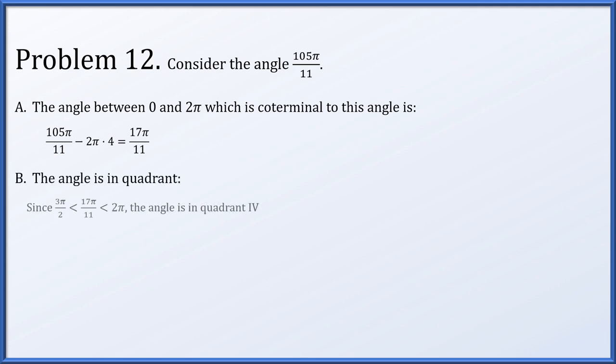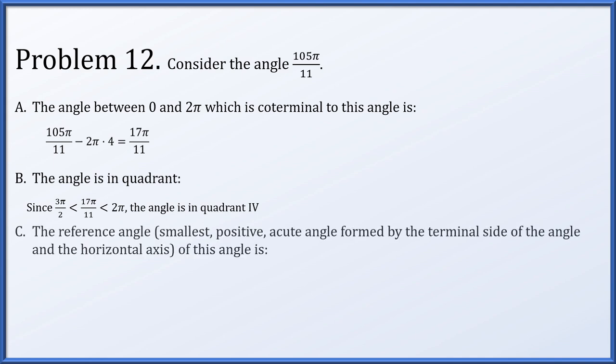What quadrant is this in? So what we have to do is identify what half pi this is in between. Now 17 pi over 11 is definitely bigger than pi. That would be 11 pi over 11. It's in fact bigger than 3 pi over 2, but it is not quite all the way to 2 pi. That puts it in quadrant 4, in between 3 pi over 2 and 2 pi.